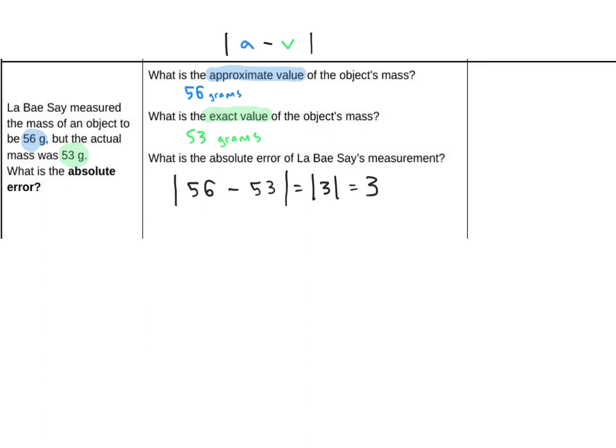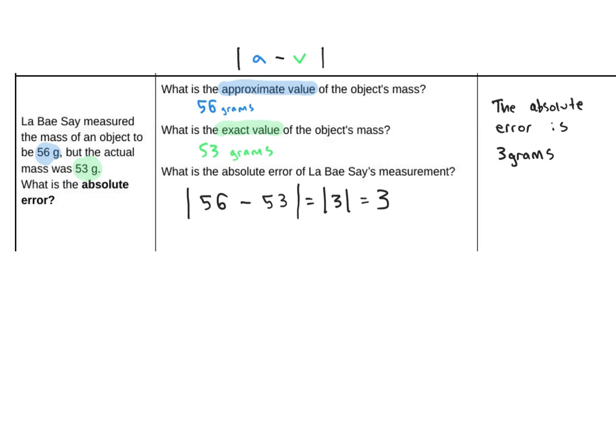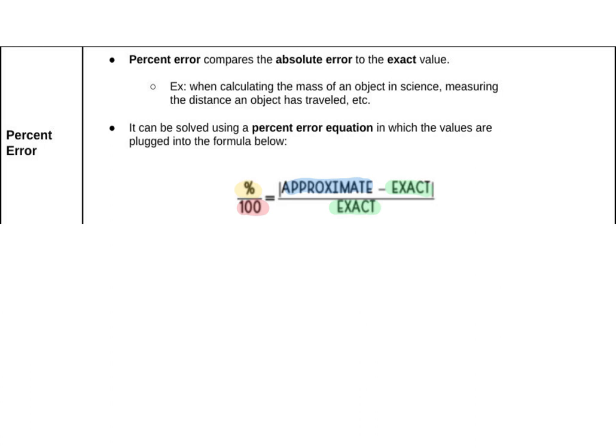So there's your approximate value of 56, your exact value of 53, and the absolute value of 56 minus 53 equals the absolute value of positive 3, which just equals 3. And your solution is, the absolute error is 3 grams. And again, grams, units.